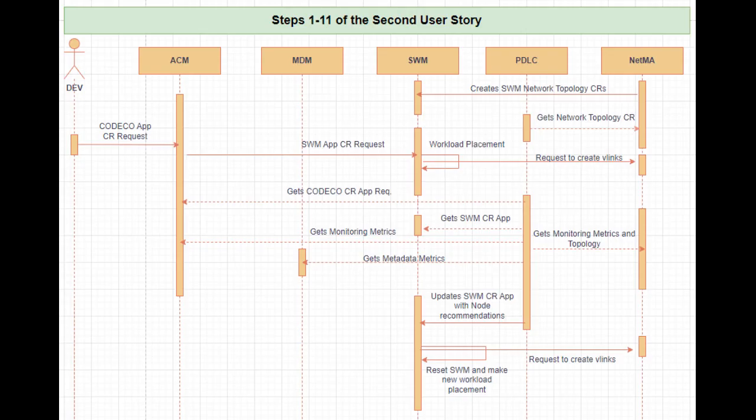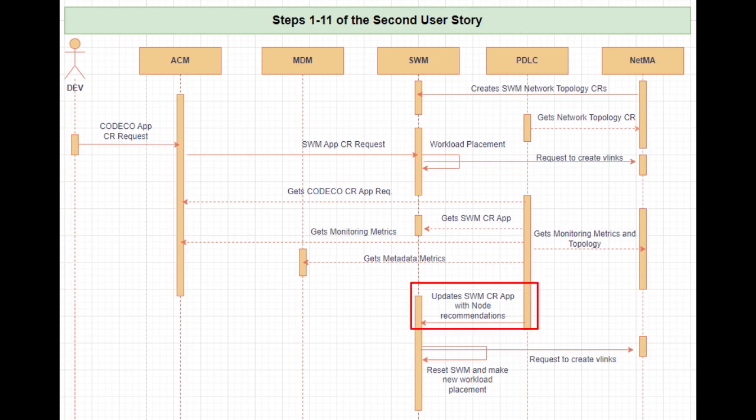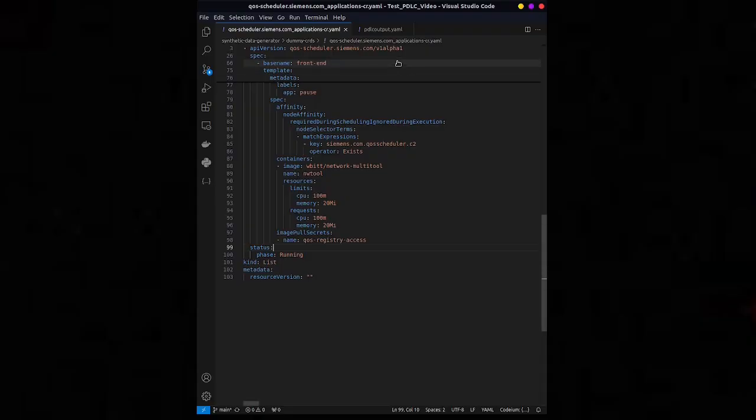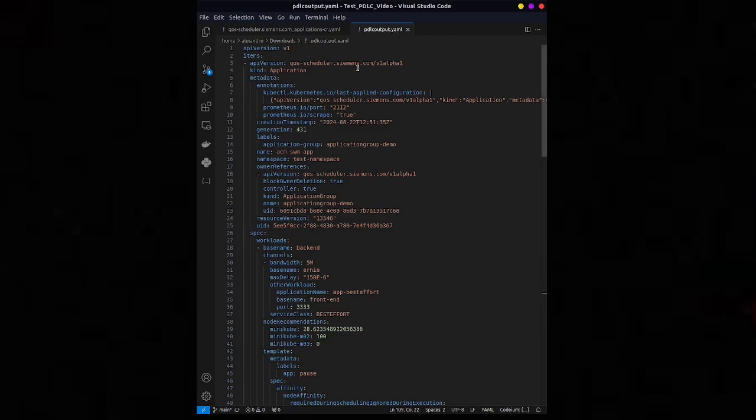PDLC also writes the computed node recommendations on an SWM CR, which SWM then takes into consideration for the application deployment process. The node recommendations are not present in current CODECO installations and are still a work in progress due to the increased complexity of real-time component communication through CRDs. One can observe here the appropriate structure of node recommendations in the respective SWM CR from a PDLC installation in an isolated environment. Here, PDLC recommends the optimal node for every application pod to be deployed.